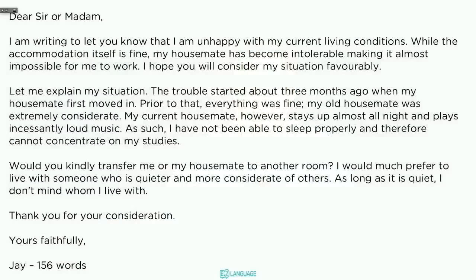Let's look at the third. Would you kindly transfer me or my housemate to another room? I would much prefer to live with someone who is quieter and more considerate of others. As long as it is quiet, I don't mind with whom I live with. Thank you for your consideration. Yours faithfully, Jay. Cool. Right.